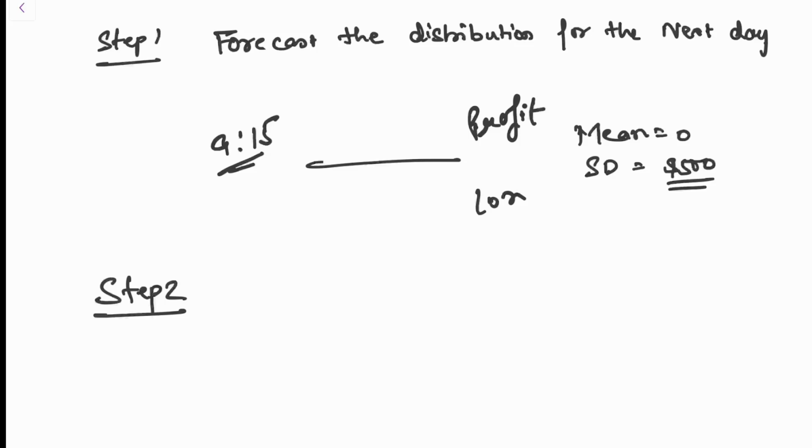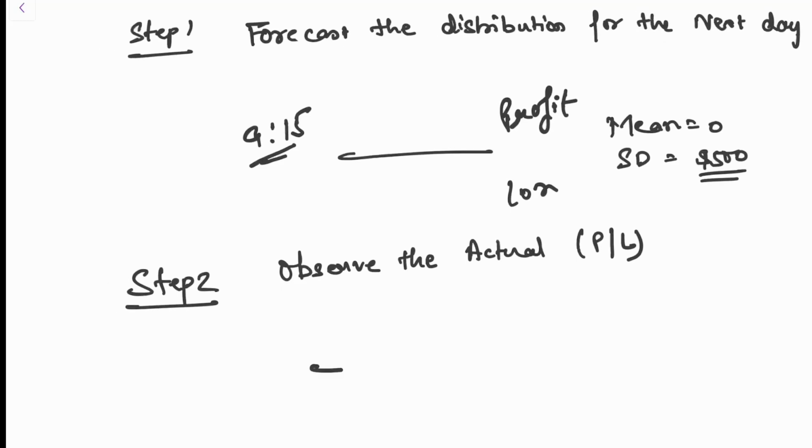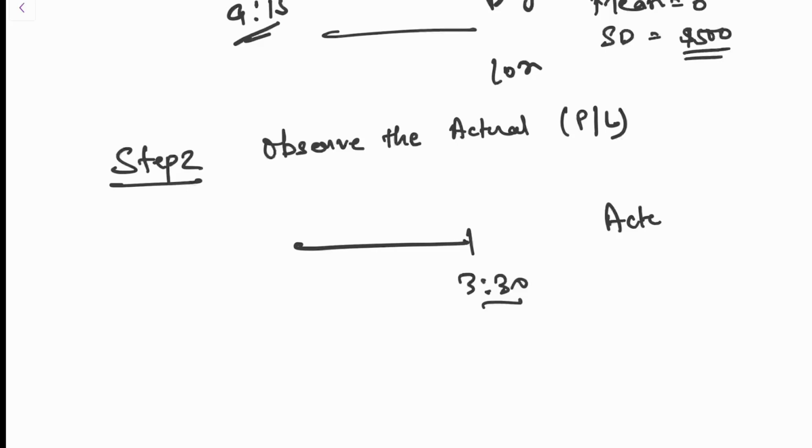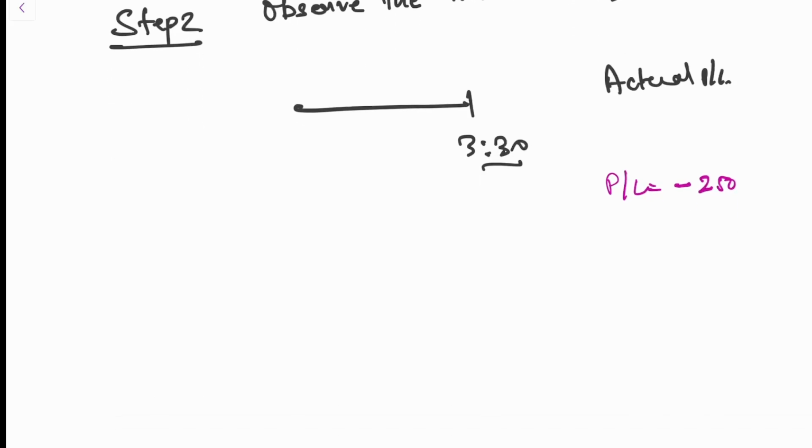Observe the actual profit and loss. Now the market ends at 3:30. You will check what the actual PL is. Suppose the real profit and loss is negative $250. Now, step 3.